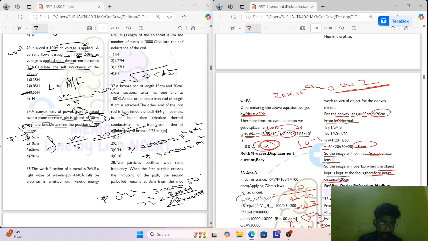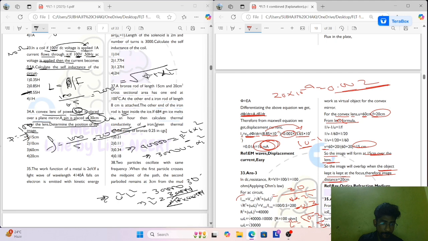We know that E max is equal to h nu minus phi naught, right? So from that you can say h nu equals E max plus phi naught. Sorry, not minus, it will be plus phi naught. So E max is given as 1 and phi naught is already given as 2 electron volt. So h nu equals 3 electron volt, right?